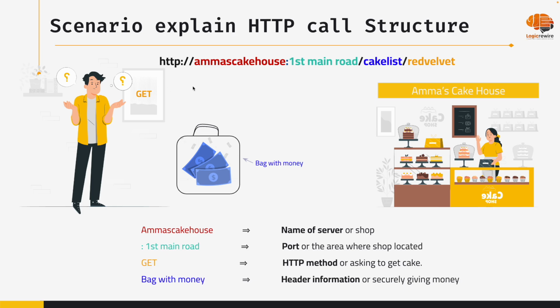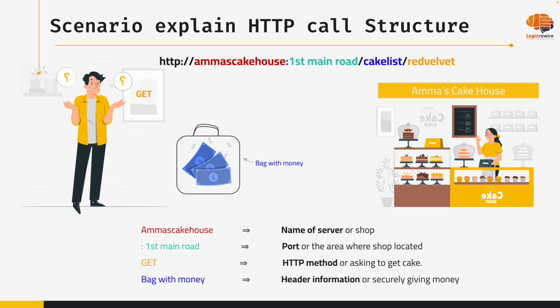Okay, next, what is this guy asking for? See, there should be multiple operations, right? Either he can ask something, or he can give something, or he can place an order, or he can deny, like, okay, I don't want that cake, or something like that. So there are four operations mainly that will happen between the client and the server.